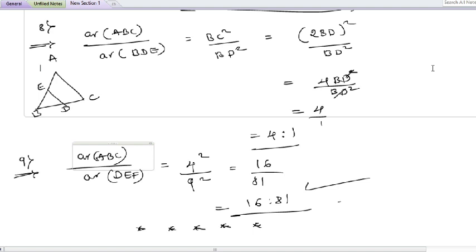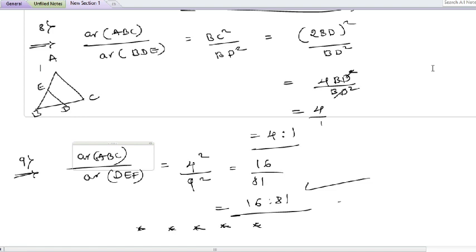BC length is nothing but BD plus DC. So, it is the midpoint, we can write 2 times BD, bracket square, divided by BD square. After simplification you will get 4 by 1, so the ratio here is 4:1. So, here option C is the right answer.